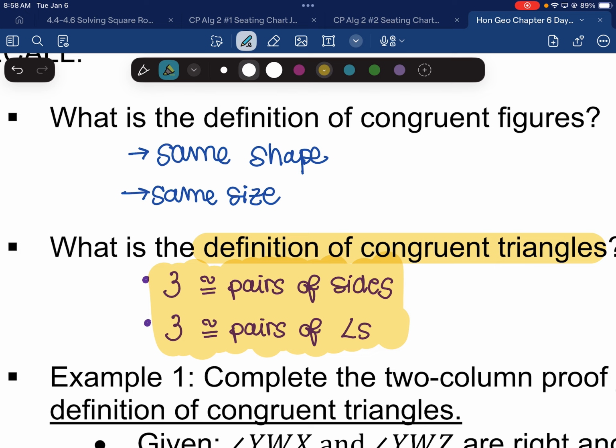Okay? So in your proof, before you say triangle ABC is congruent to triangle whatever, you need to somewhere say that you have 3 congruent pairs of sides and 3 congruent pairs of angles. Okay? You're going to be given information. You're going to be able to assume some things. But you can only assume certain things. We'll go over those. All right?